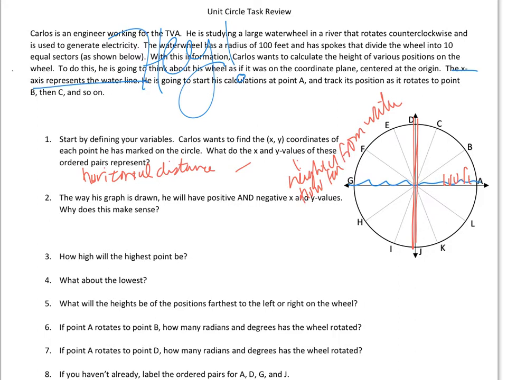So that makes sense. The highest point is going to be 100 feet because the radius is 100. So way up here at point D, that's going to be at 100. And the lowest is going to be down at the bottom, which will be negative 100 feet below the water. The heights farthest to the left or right of the wheel are going to be 0, because it's not going up or down, and the farthest left and right are the points on the circle at the water.